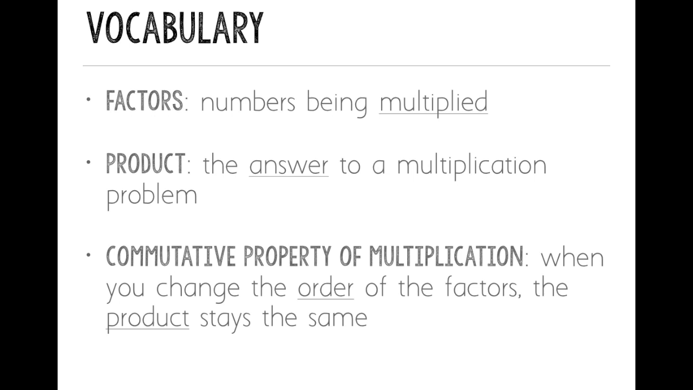The commutative property of multiplication says, when you change the order of the factors, the product stays the same. So this is like our commutative property of addition, where you can add numbers in any order and still get the same sum, except this time we can multiply in any order and still get the same product.